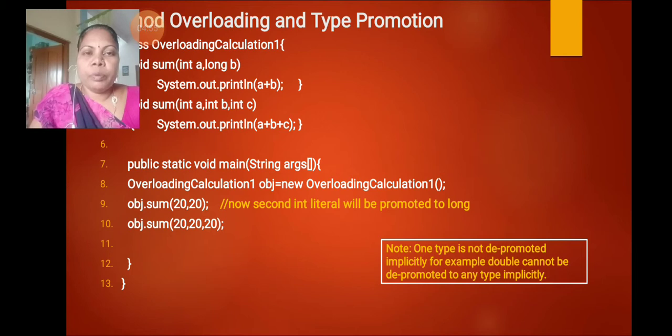Void sum, these two methods have the same name. That's why we call it method overloading. Here one type is not implicitly demoted. For example, double cannot be implicitly demoted to any type.